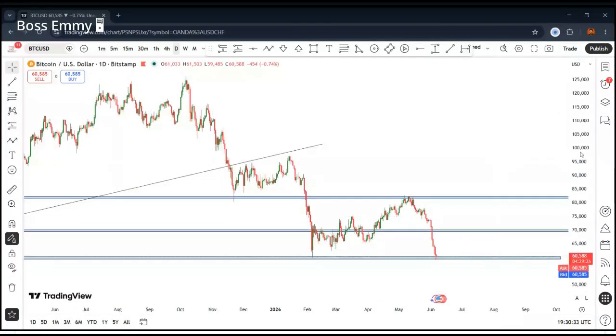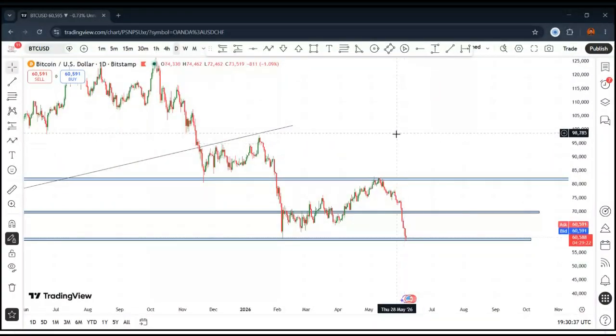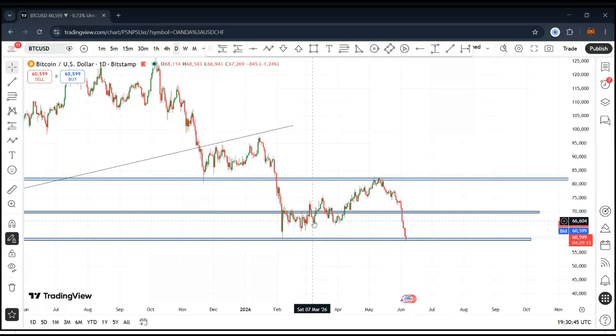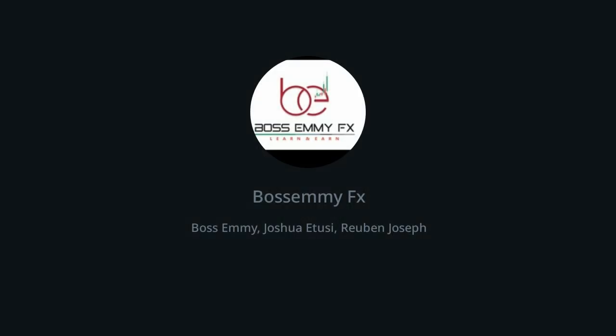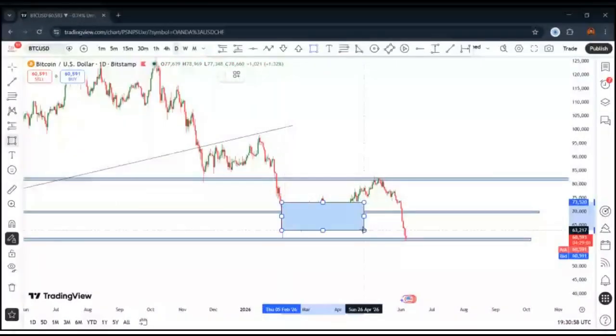So for now, it's an invalid trend line. Let's look at the daily time frame, where we can see this major reaction here. This major reaction cost a lot of people. With the scalpers, some people lost money here, while some people made money here. But this whole ranging around these axis cost a lot of people their money.